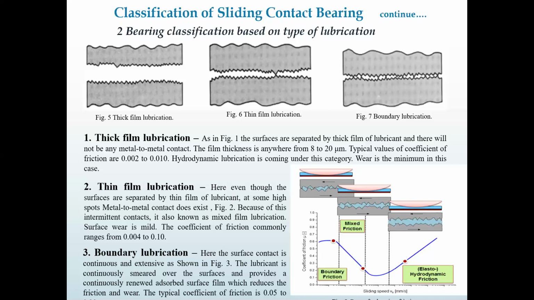When we consider boundary lubrication, this coefficient normally depends upon the oiliness of the lubricant, the surface finish of the containing surface, and the material of the containing surface. So boundary lubrication depends on these parameters.